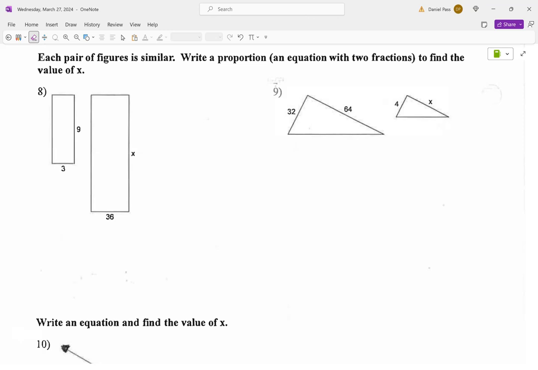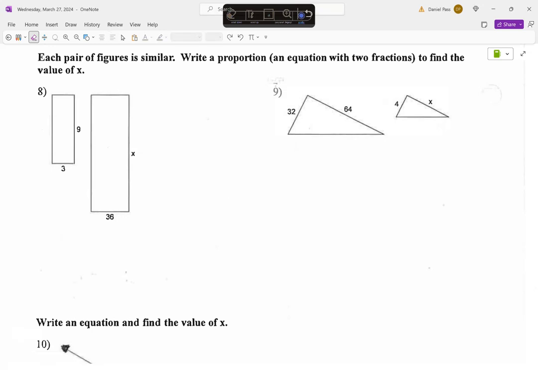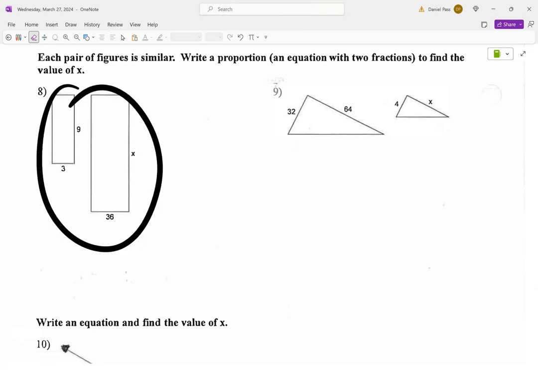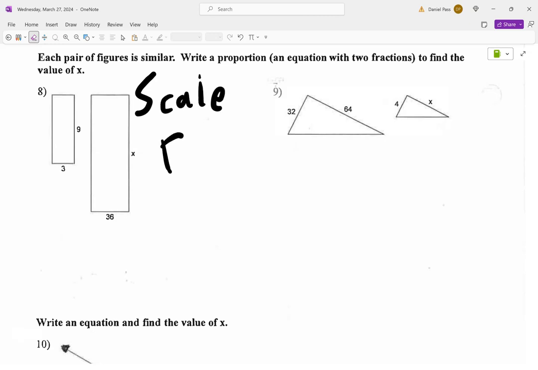But we want to go comparing this rectangle to this rectangle. How much bigger is it? How many times bigger is this other rectangle? 12. Right, so that's called the... It's on your paper. You wrote it down. Scale. Right, the scale factor. And that tells you how many times bigger it is.